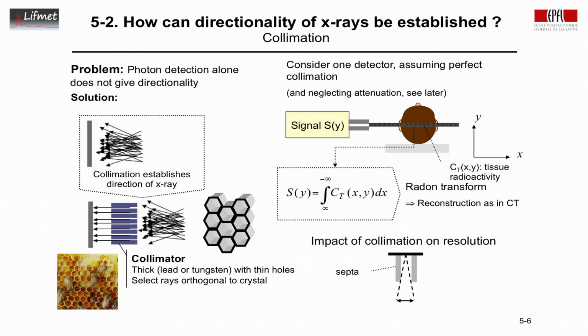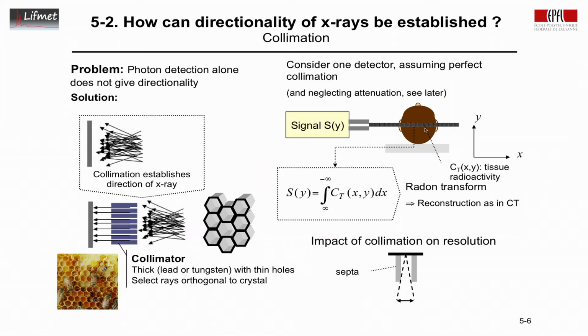Now let's look at collimation. So we said with collimation we're using this as a way to establish directionality of X-rays. And we have assumed here we have perfect collimation, so only the X-rays along this line here are being observed.